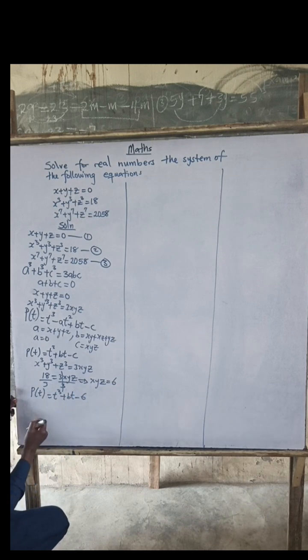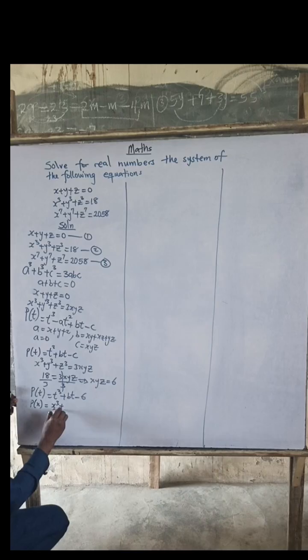The next thing is to solve for b. Now how do we get b? In getting the value of b, we are going to substitute for the roots of the equation, that is, x, y, z, into this. When t equals x, we have x raised to power 3 plus bx minus 6.